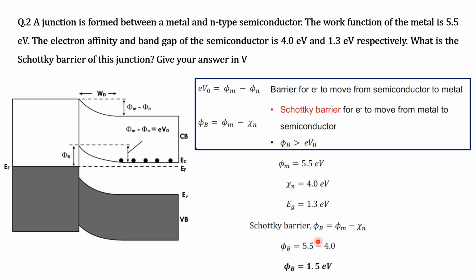Hence, what would be the answer? Phi b would be phi m minus psi n, given by 5.5 minus 4, that is 1.5 electron volt. So that is the answer to this question. So I hope this is clear to all of you. So in that case, let us move on to the third question.